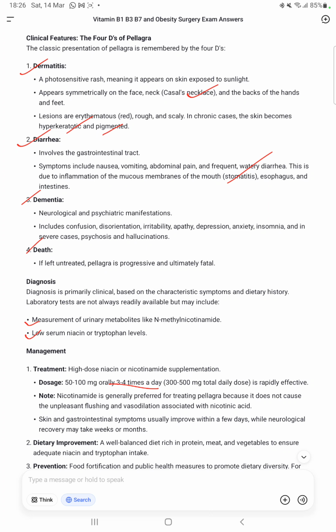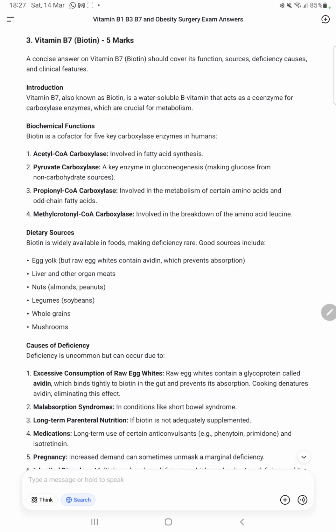And the skin and the GI symptoms usually improve within a few days, while the neurological symptoms recovery may take weeks or months. Dietary improvement: a well balanced diet rich in protein, meat and vegetables should be consumed. Then prevention can be food fortification, and public health measures to promote food diversity should be taken.